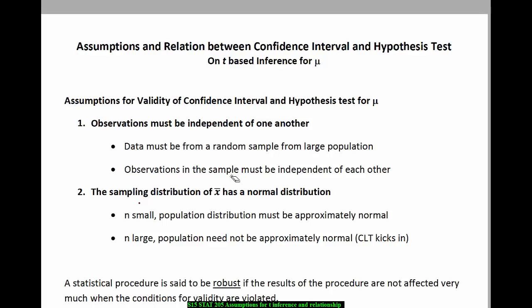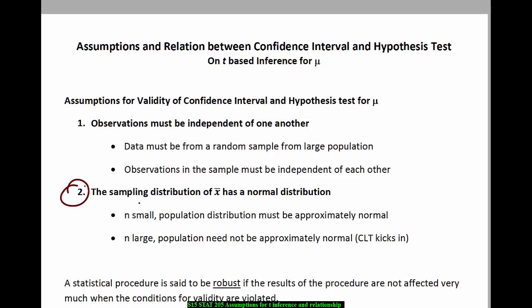Think about if you're doing a study on weight and you get identical twins in your sample. The weights of the two identical twins would not be independent of one another. Knowledge of one would give you a little bit of information about where you think the other one would be. So anyway, the observations in a sample have to be independent of one another.